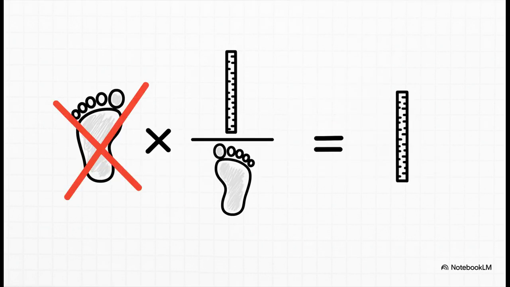But the real world can be messy. What happens when you get a measurement in feet or miles per hour? Well, we just have to convert it. And here's the secret. You treat the units, like feet or hours, exactly like you would treat x in an algebra equation. It's a simple trick that lets you cancel them out.